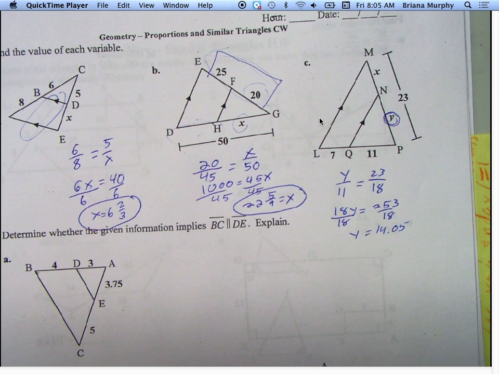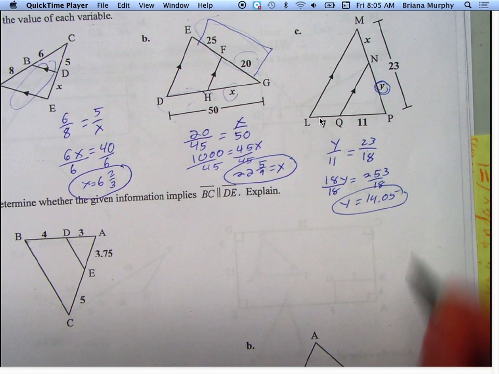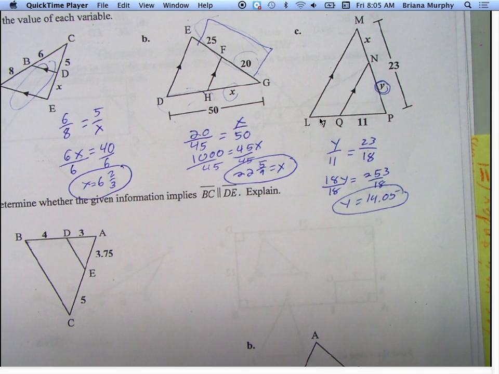So I get 14.05. Okay. You guys set up a proportion to find x. Please set up a proportion, just like we did, and cross multiply it to find x. I want you guys to try it on your own right now.